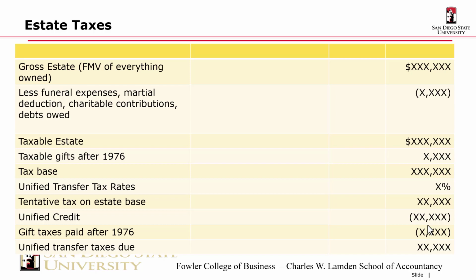Apply the unified transfer tax rates, the same rates we saw before. Get a tentative tax. Apply the unified credit. Reduce it for any gift taxes, again, that you've already paid, right? If I've already paid tax on that transfer, I shouldn't have to pay it twice. Then I'm left with whatever amount I have to pay for the current year.